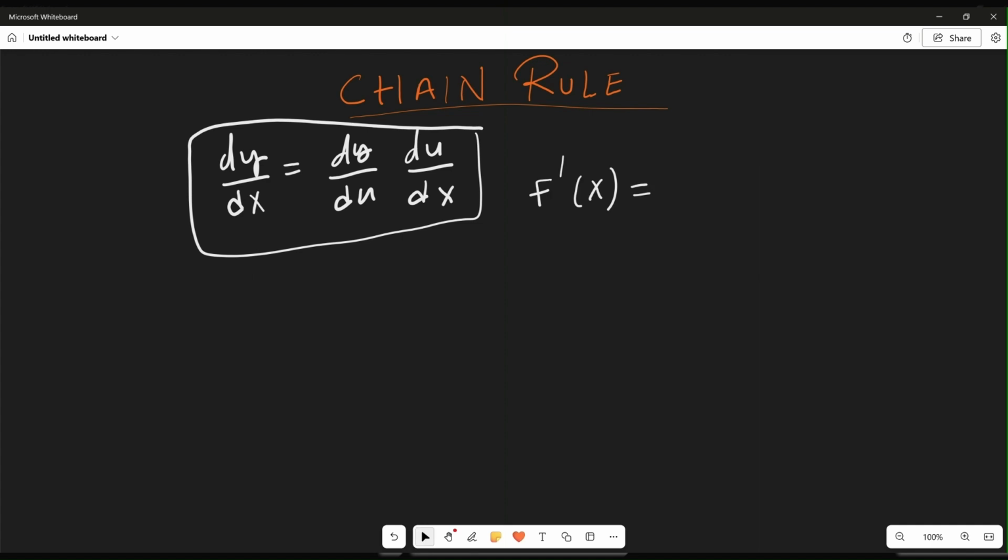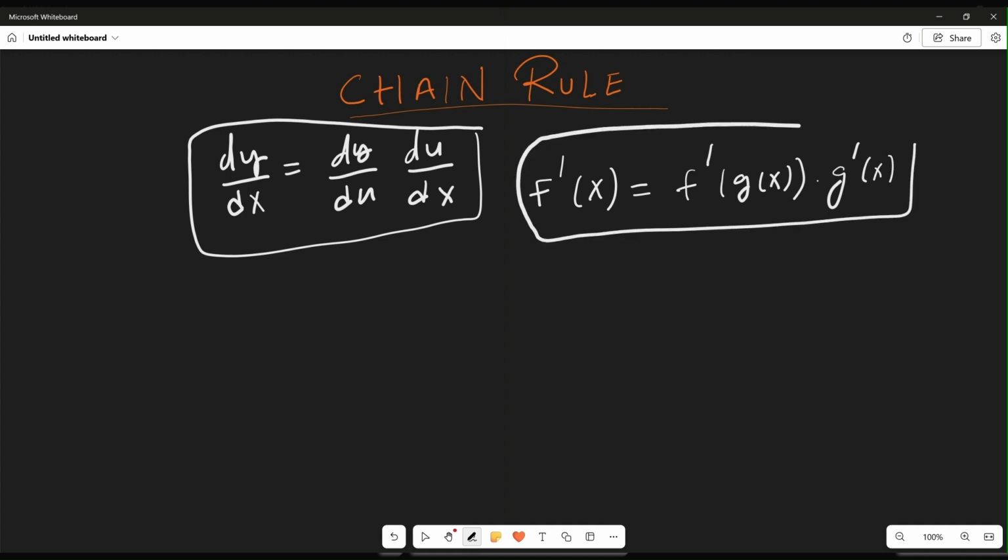Then suppose there's a function f of x. It's simply the derivative of the outer function within g of x, times the derivative of the inner function g of x. And this is what we are going to follow, and just watch me how to solve this using this approach.